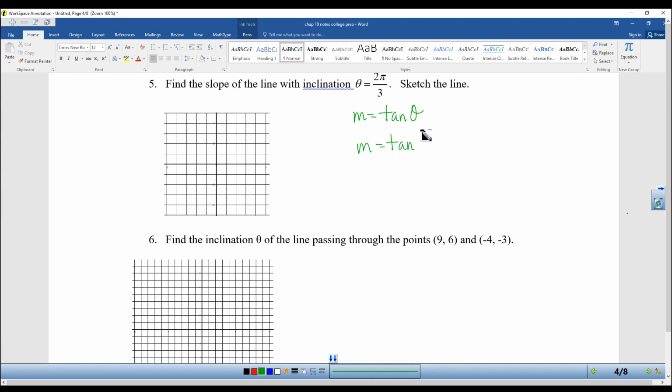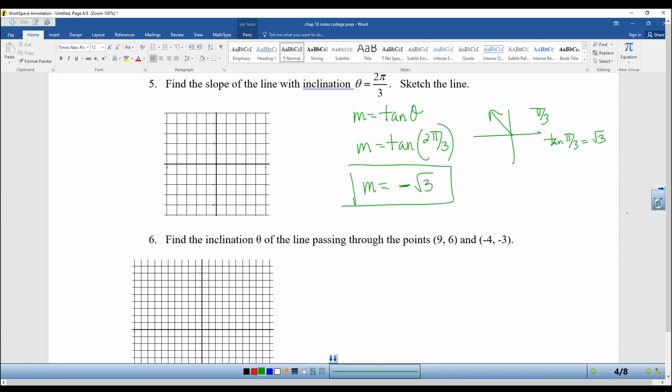You're set to go. So you could put your calculator back into radian mode and just type this in if you want to. Or you could make me so happy by remembering, oh, tangent of 2 pi thirds, that's in quadrant 2. So tangent is going to be negative. And my reference angle is pi thirds, and tangent of pi thirds is the square root of 3. There you go. That's what it is.